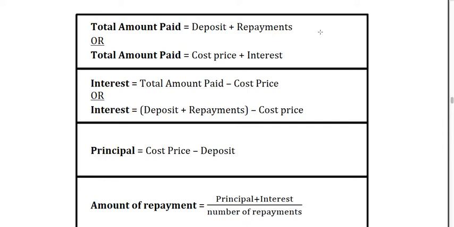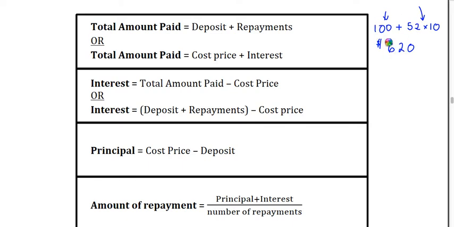Just say the agreement said you need to pay a $100 deposit plus a year's worth of weekly repayments. So weekly repayments, 52 in a year, of $10. The total amount, therefore, would be the deposit plus the repayments, 52 times 10. And then the total amount paid would be $620 altogether. So $520 from the repayments plus another $100 from the deposit. So that's one way of finding the total amount paid.